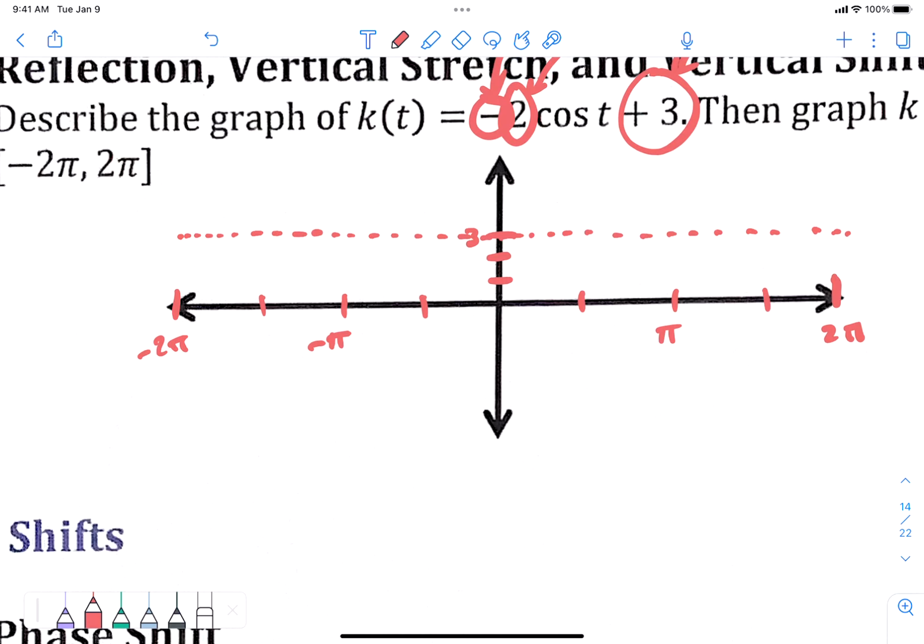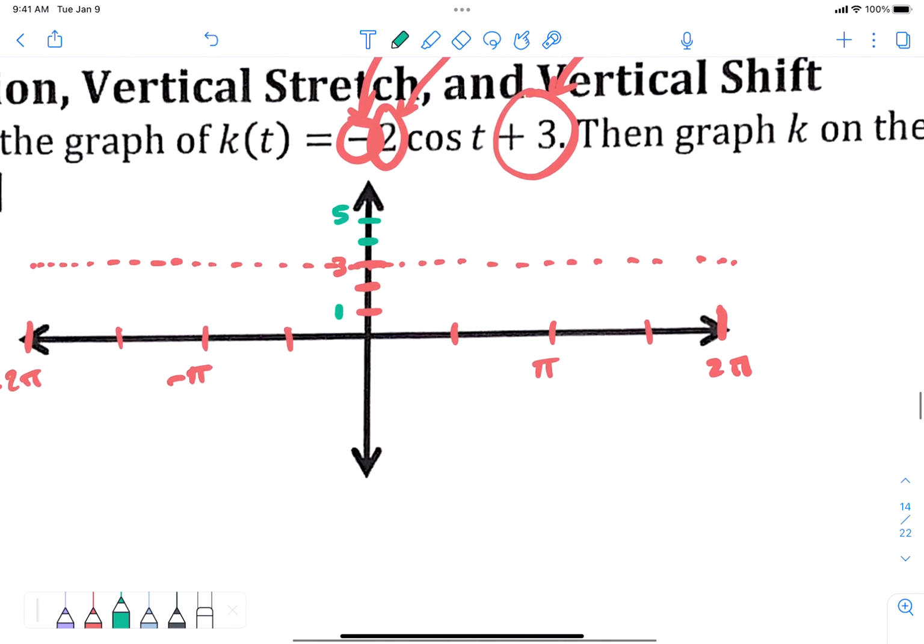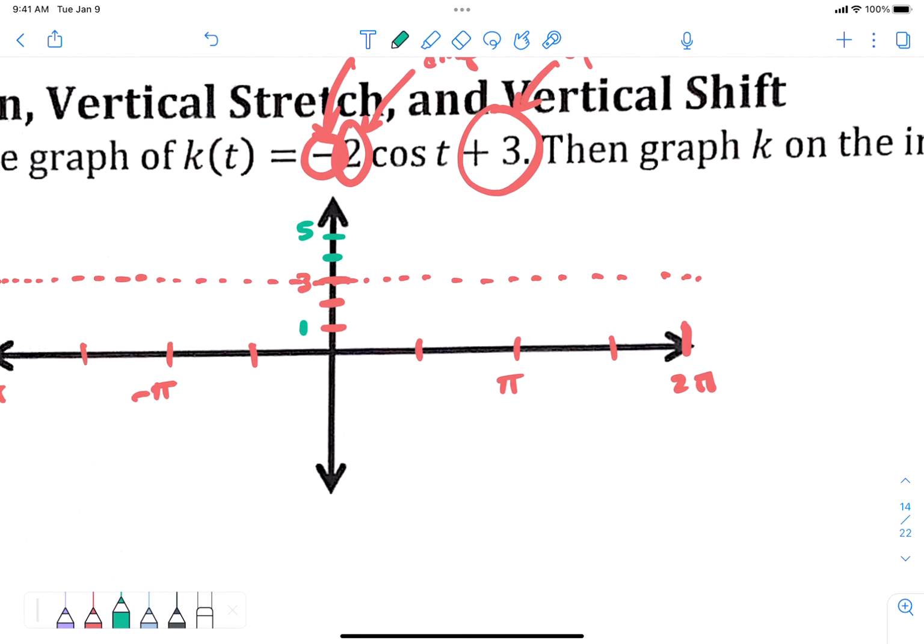All right, now we are up 2, down 2. So we'll have to go up to 5 and down to 1, right? Up to 5, down to 1, yeah? And then it flips. Cosine, you're fine. Cosine normally starts up, right? It starts up at 1. But now it's going to start up at 5 until we reflect it. Now it's going to start here.